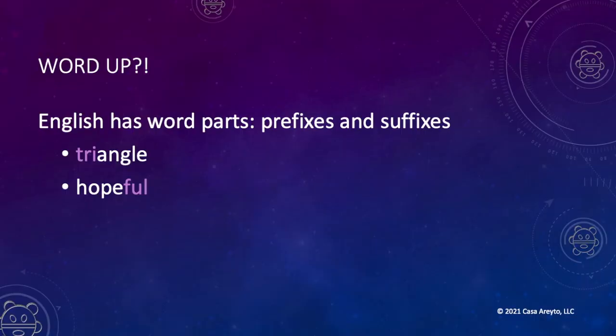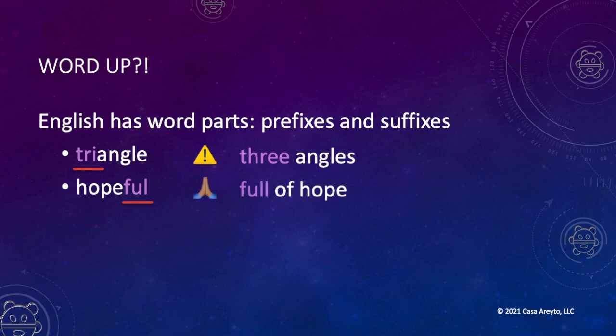Now, word parts are found in many languages. These little parts of words are little pieces or chunks that you can put together to create new words, and this happens in English too. So let's take a look at a couple of examples. In English, we have, for example, the word triangle, and tri is a prefix, a little word part that comes at the beginning of a word, and it lets you know that a triangle has 3 angles because that's what tri means. Let's take a look at a suffix. So in the word hopeful, full is a suffix. It's a little part that comes at the end, and it lets you know the meaning of the word. It means full of hope.